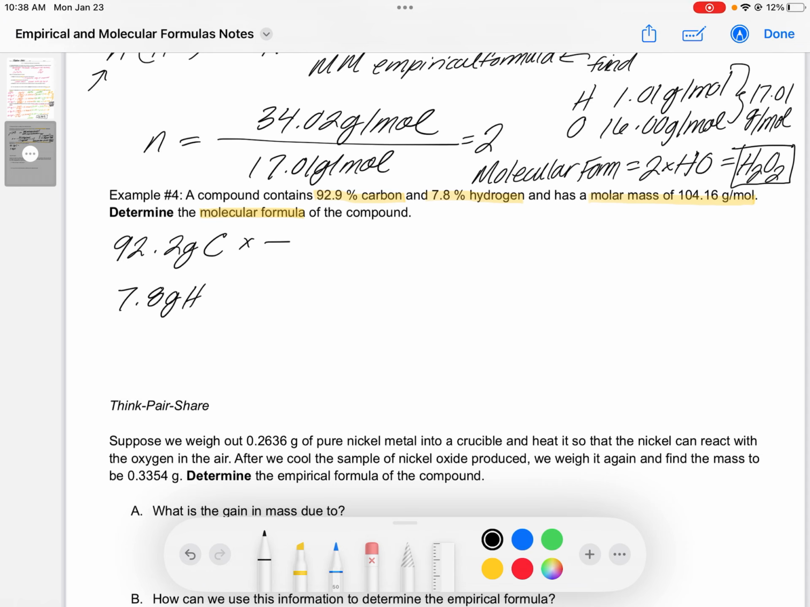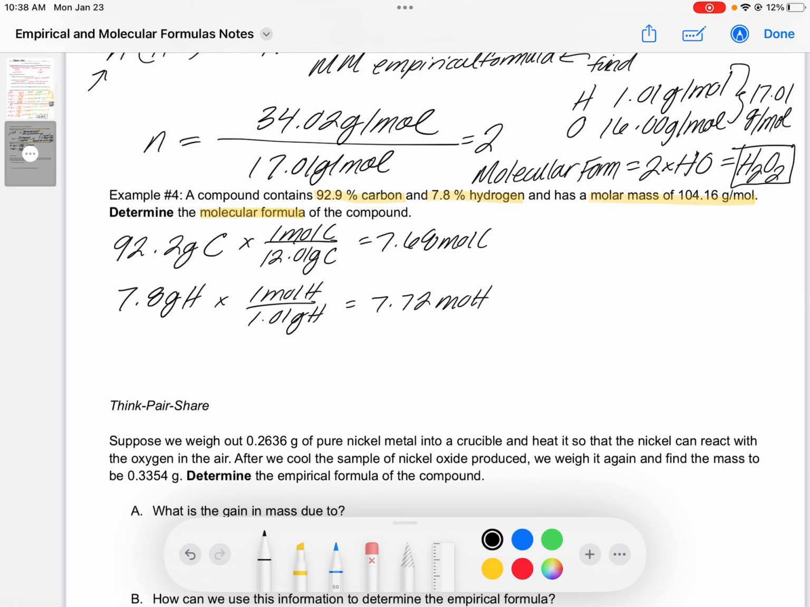Step number 2, convert mass to moles. For every 1 mole of carbon, there's 12.01 grams of carbon. For every 1 mole of hydrogen, there's 1.01 grams of hydrogen. We're going to solve this. I get 7.68 moles of carbon and 7.72 moles of hydrogen. Step number 3, divide by the smallest number of moles. The smallest number of moles is 7.68. We'll divide both by 7.68. This is not exactly 1, but it is close enough to 1 that we will treat it as 1.